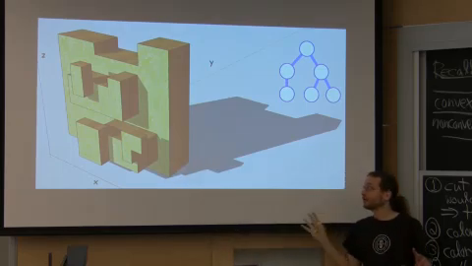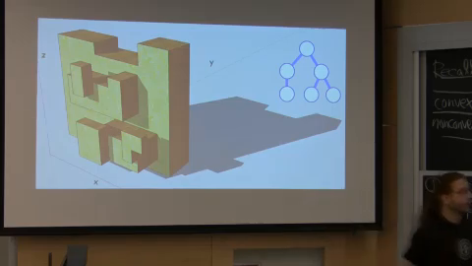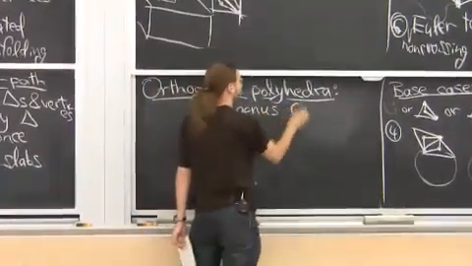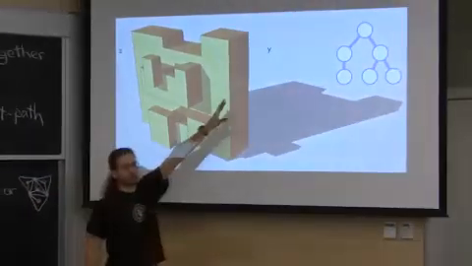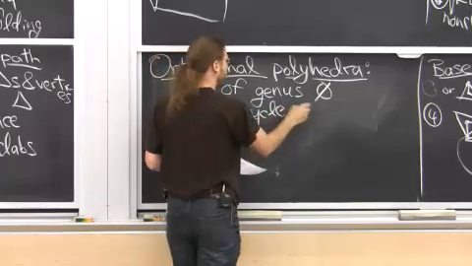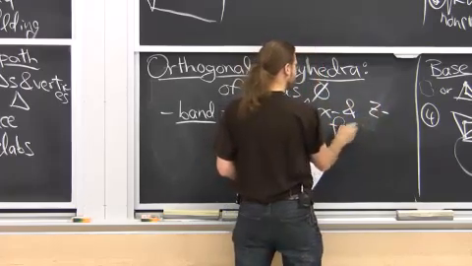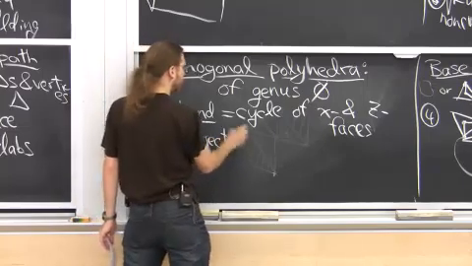Now, if your orthogonal polyhedron has genus 0, it's topologically a sphere, this will be a tree. If it's like a donut, it will have a cycle. So this theorem only applies for genus 0. So we're going to exploit that dual drawing. How the bands are connected together is like a tree. So let me write down: a band is a cycle of x and z faces, and they are connected together in a tree.